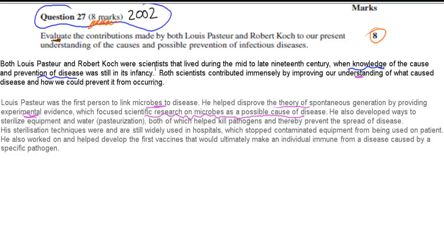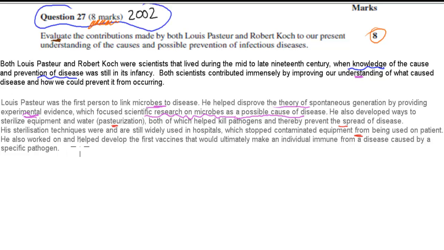of disease. He also developed ways to sterilize equipment and water, which we call pasteurization, both of which help kill pathogens and thereby prevent the spread of disease. His sterilization techniques were and are still widely used in hospitals, which stopped contaminated equipment from being used on patients, right? So because of his sterilization techniques, we've basically made sure that people don't die from randomly being infected by old equipment or unwashed equipment. So he had a major contribution in that regard as well.